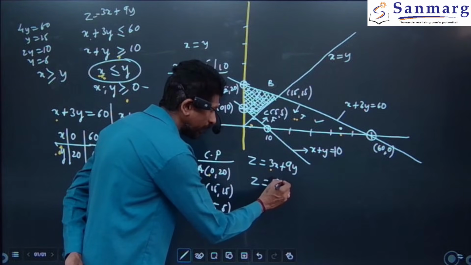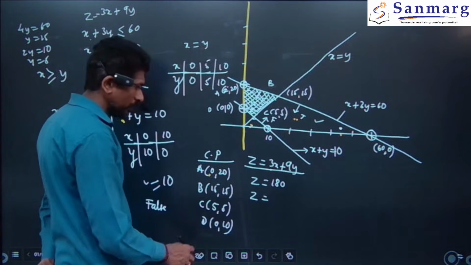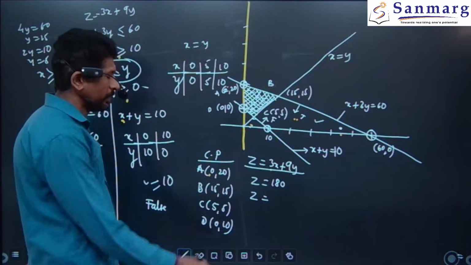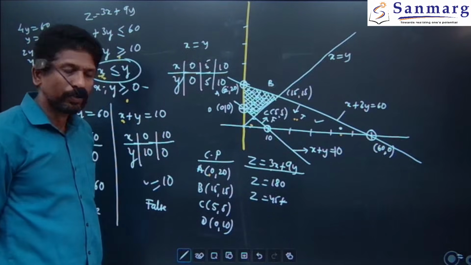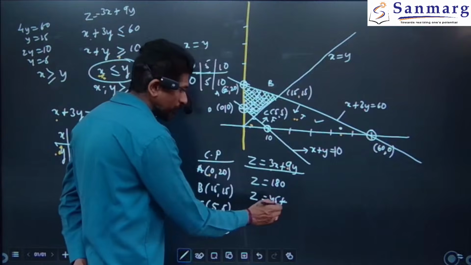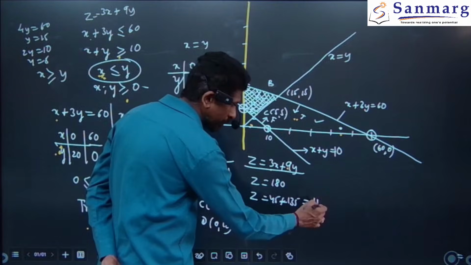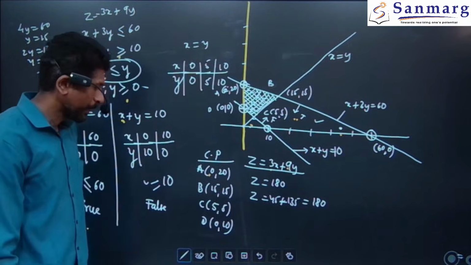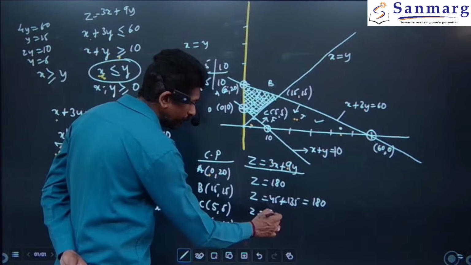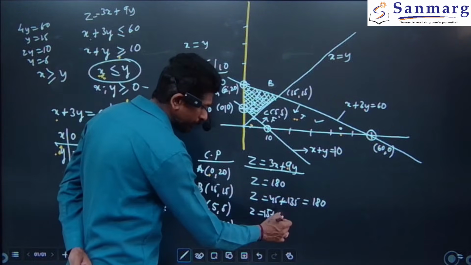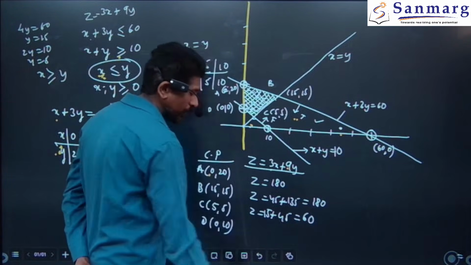The first one is 180. The second one is Z is equal to, x is 15, y is 15. 3 into 15 is 45. Next 9 into 15 becomes 135. So that value also becomes 180 again. 135 plus 45 becomes 180. The third point is 5, 5 here. 3 5s are 15. Again 9 into 5 is 45. 45 plus 15 becomes 60. The third value is 60 here.